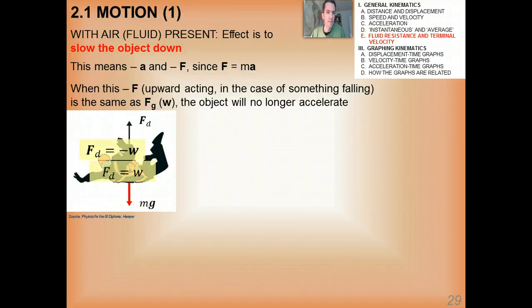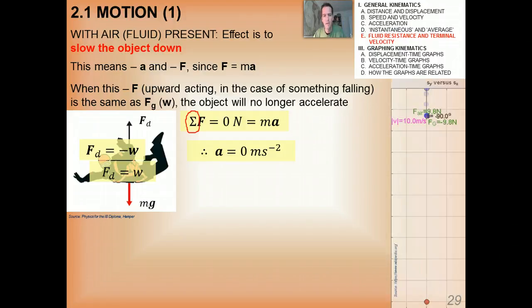So F sub d equals negative w as vectors. If we talk about the magnitudes, we can simply say that the magnitude of the drag force equals the magnitude of the weight. If that's the case, there is no net force acting on the object, in this case the skydiver, and the acceleration of the skydiver is 0. This sigma here means sum. So the sum of all forces on the skydiver equals 0 newtons, and the sum of all forces is equal to m times the acceleration. If that's 0, then the acceleration is actually 0. Here's a little GIF showing an object falling that's achieved its terminal velocity.